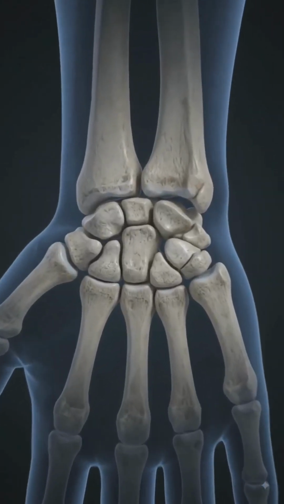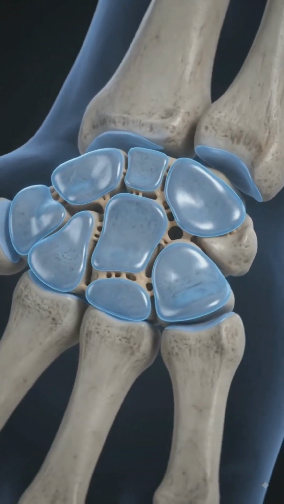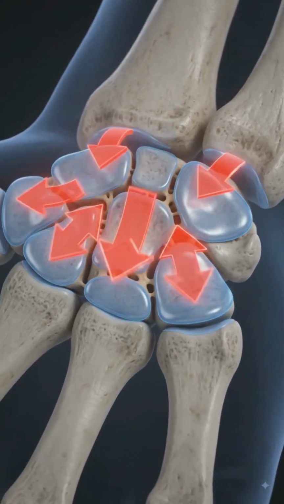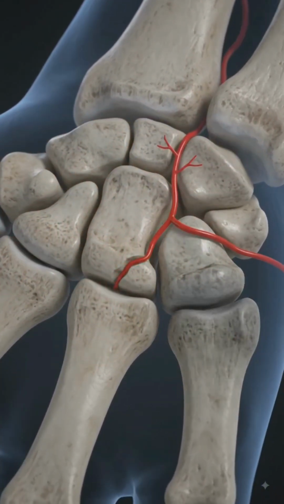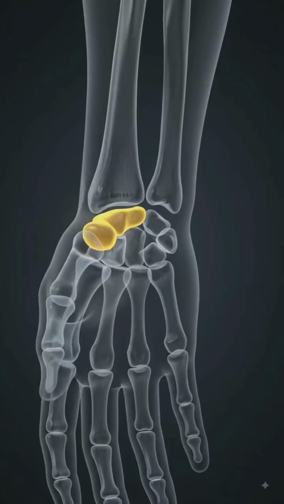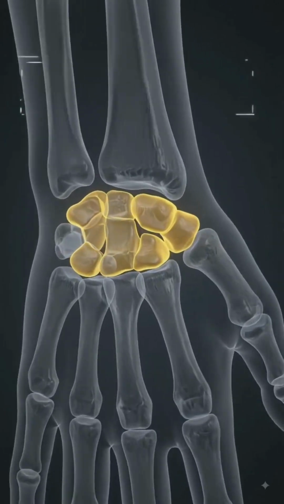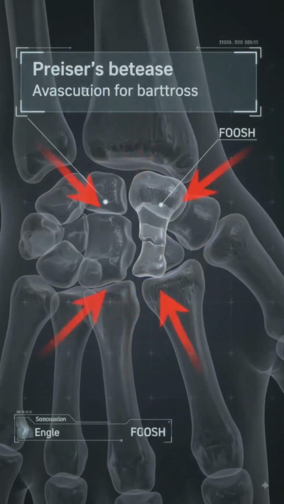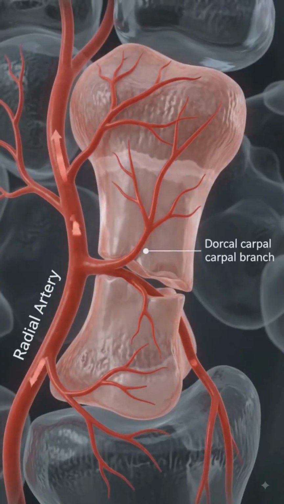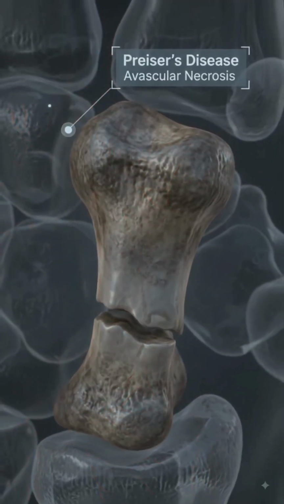Carpal short bones have unique constraints. Their compact size and extensive articular surfaces make them highly vulnerable to injury, leading to severe mechanical and vascular pathology. The scaphoid bridges the carpal rows. Falls can fracture the narrow scaphoid waist. This disrupts its unique retrograde blood supply, leading to avascular necrosis.